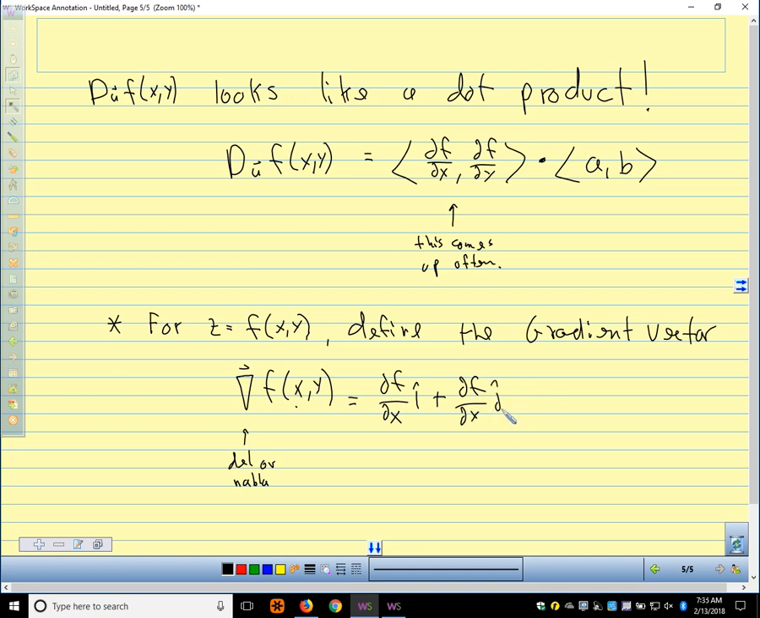And we could say for a three-dimensional function, del of f of x, y, z, I'll write it in bracket notation: df/dx, df/dy, and df/dz. So we take the gradient of a function, and we get this gradient vector.